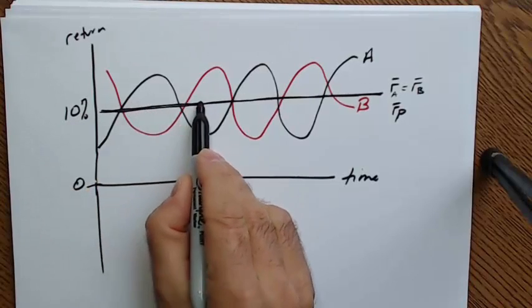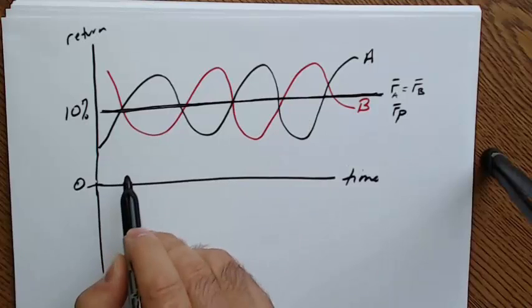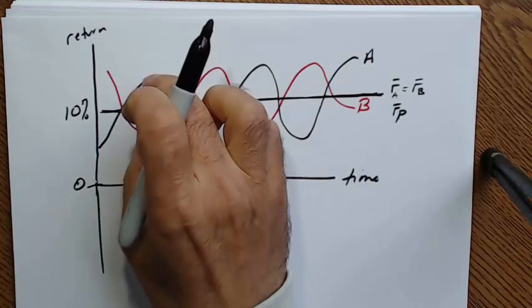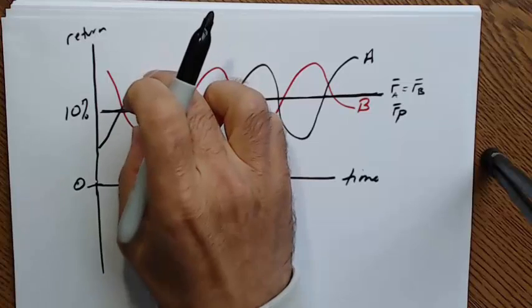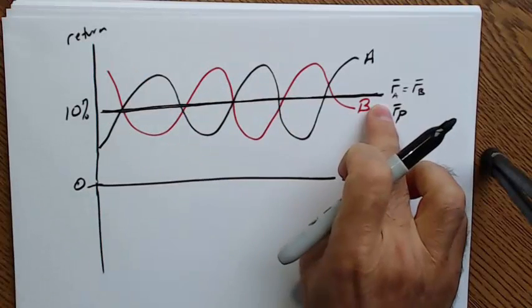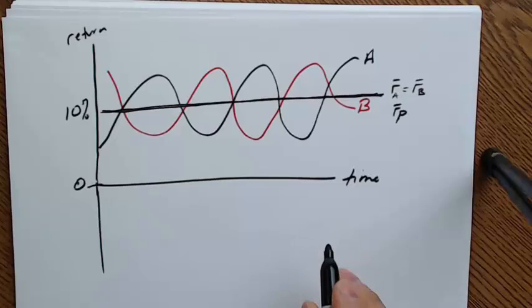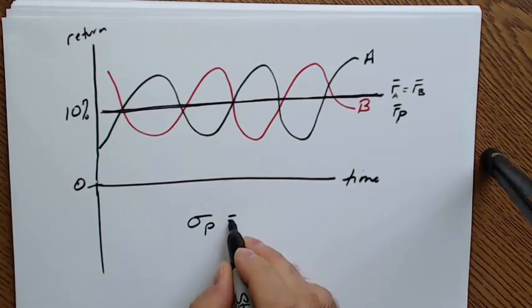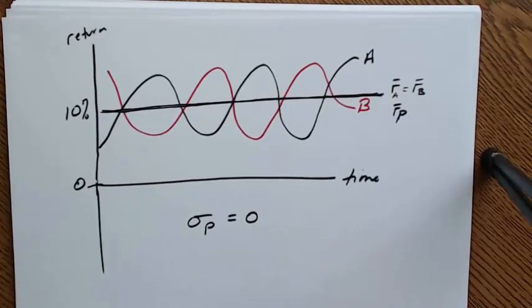So look what I just did. I formed a portfolio by putting half my money in a cyclical stock and half my money in a counter-cyclical stock. They offset. They both had the same mean return of 10%, and that's my portfolio's return. My portfolio had no risk. So the sigma of my portfolio is 0.